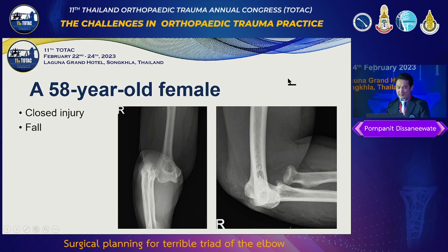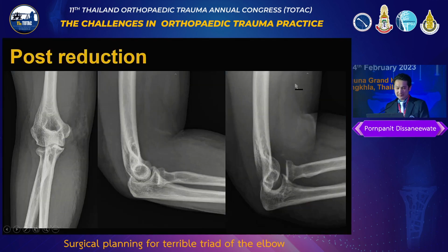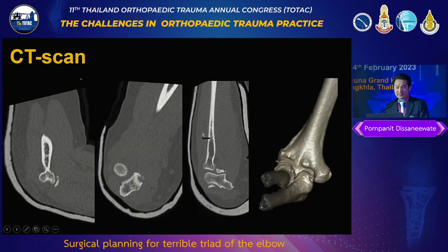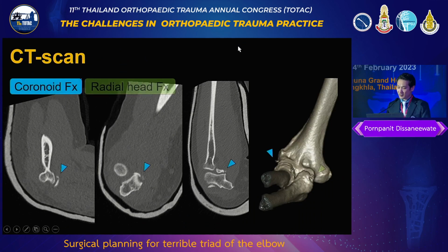Okay. Another case, the last one, is a 58-year-old female with a cross injury. This is elbow dislocation. This is post reduction. You can see it still has some subluxation, like a very small piece at the head, and maybe some part of the coronoid here. So I go to CT scan. You can see the coronoid very small, type 1 coronoid fracture. Also the very small radial head piece here, and the LUCL. So this is a terrible triad injury.